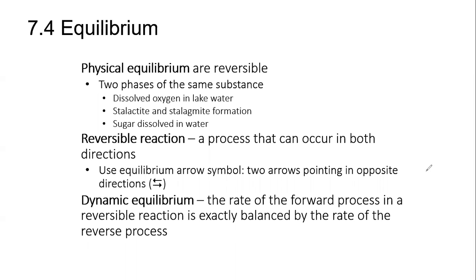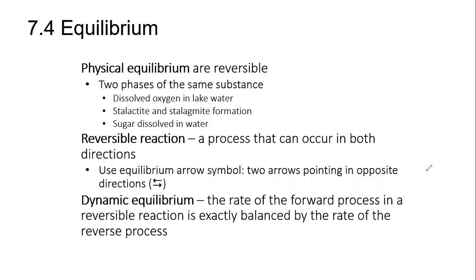And depending on what's called the equilibrium constant, which we'll talk about in just a moment, the size of the equilibrium constant will tell you whether or not there's going to be more reactants at equilibrium than products, more products at equilibrium than reactants, or roughly the same amount of both at equilibrium.